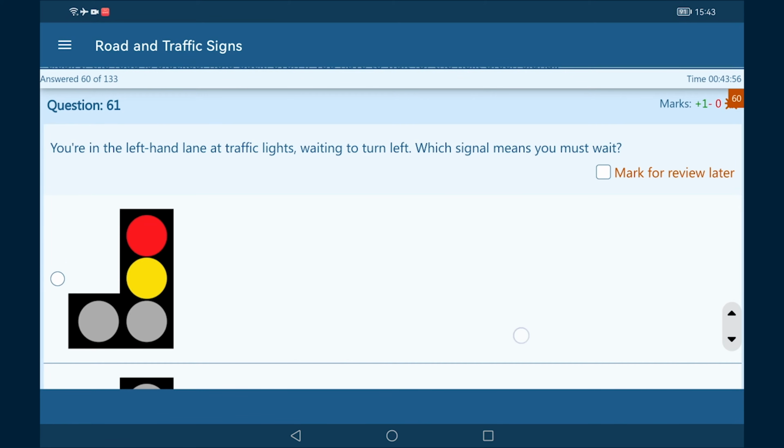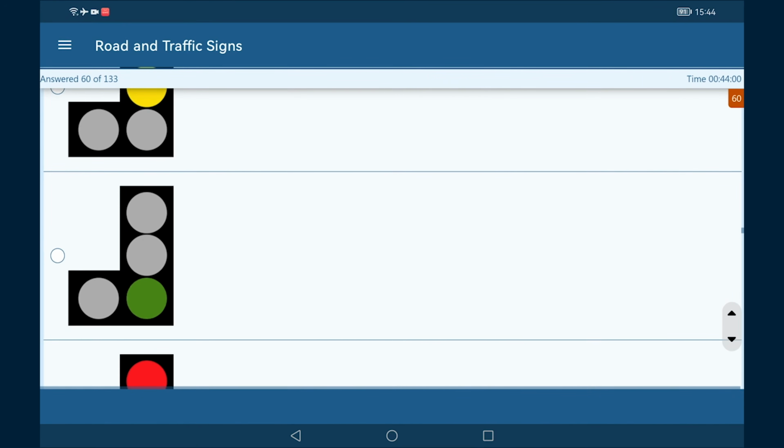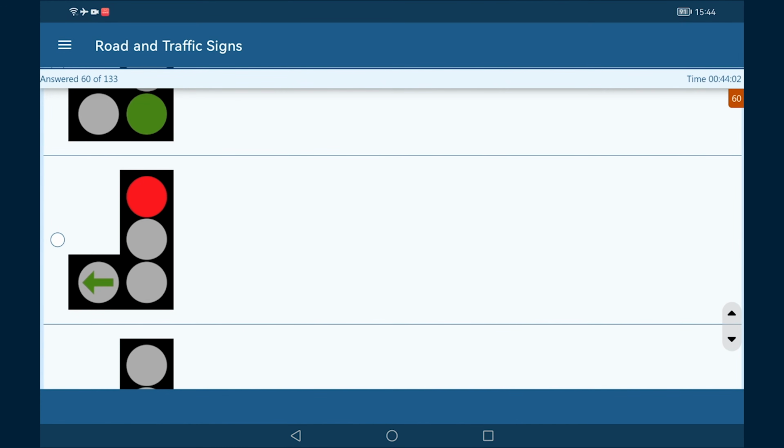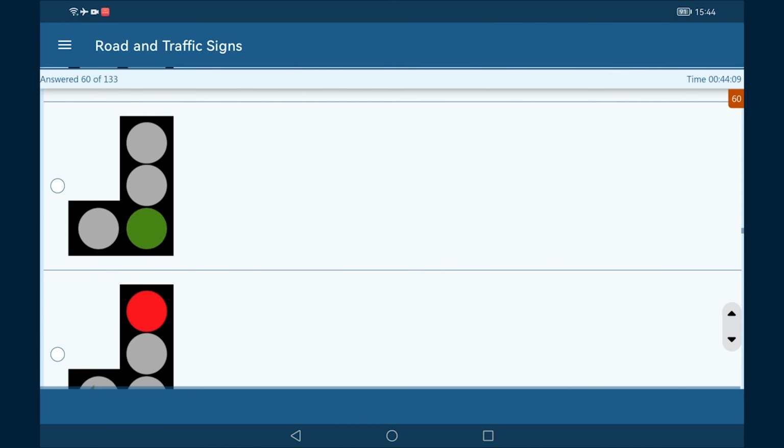Option 1. Image. Option 2. Image. Option 3. Image. Option 4. Image. The correct answer is Option 1.